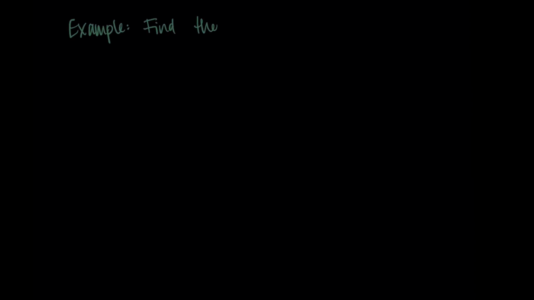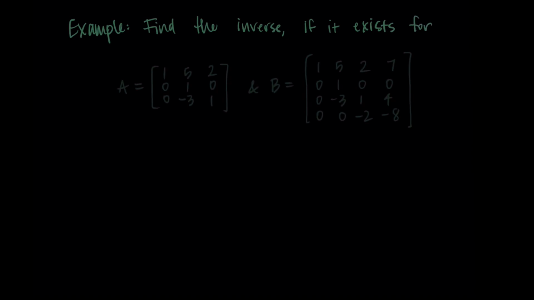So we're going to find the inverse of two more matrices if they exist. We have this first matrix A. It has columns 1, 0, 0, 5, 1, negative 3, and 2, 0, 1. And then we have a 4 by 4 matrix B, which has columns 1, 0, 0, 0, 5, 1, negative 3, 0, 2, 0, 1, negative 2, and 7, 0, 4, negative 8.